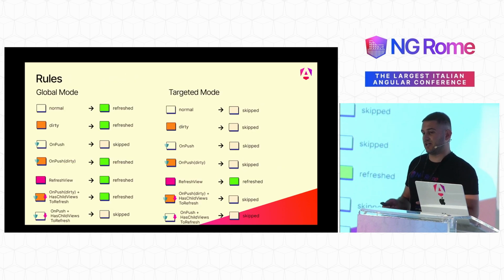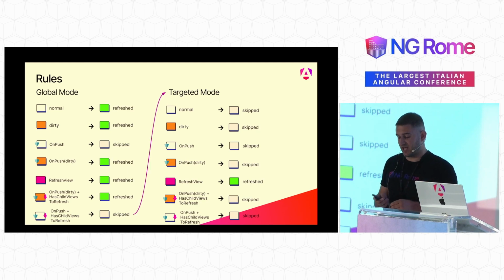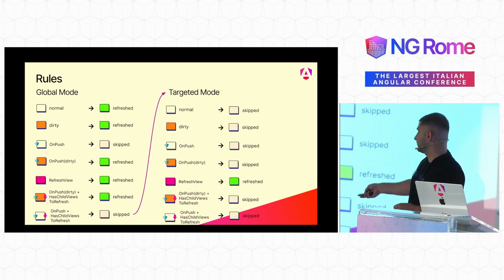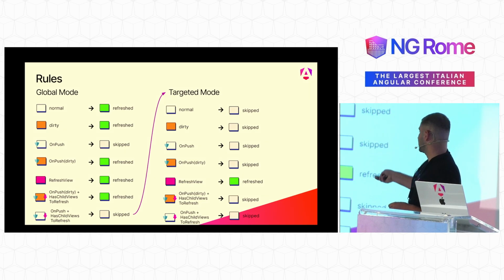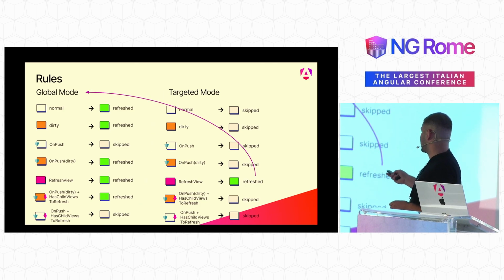These are some rules. You don't have to check now, but you can screenshot maybe later, because I'll share the slides and just check it for your own interest. So we can say that if we have an OnPush and has child view to refresh, it will be skipped, but it will be converted to targeted mode. And then in targeted mode, we see that only the refresh view gets refreshed, but at that point, after we check the first one, we convert back to global mode.